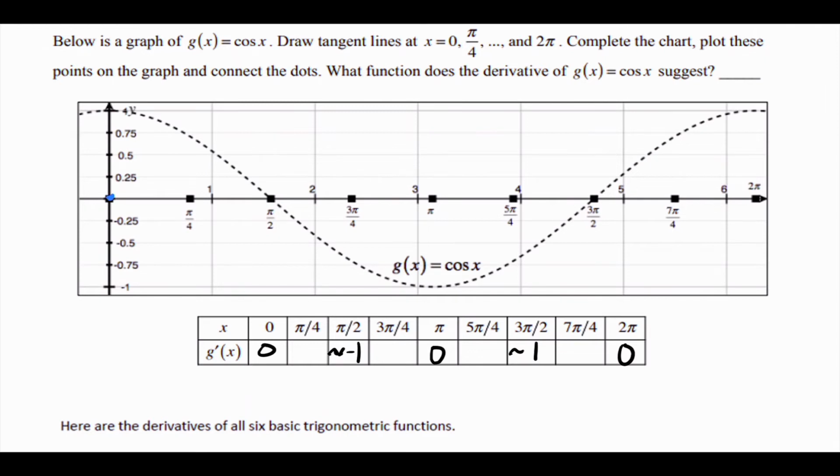0, 0. Pi over 2, -1. Pi, 0. 3 pi over 2, 1. 2 pi, 0. Okay. So those are the dots that I have. Now I'm going to try to draw that like I did earlier and see if it looks familiar.